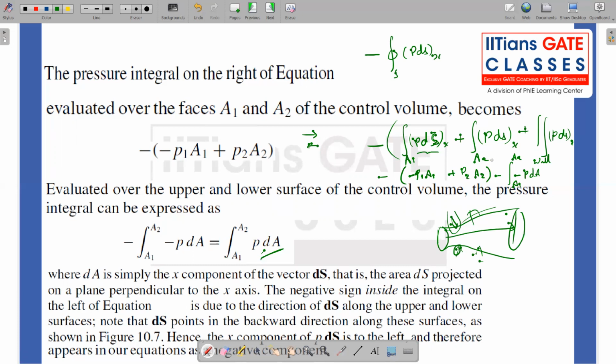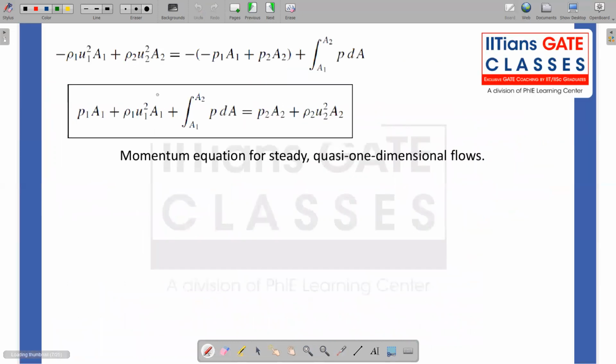Okay. So my momentum equation somewhat looks like this now. Rho 1 u1 square A1, rho 2 u2 square A2 on the left-hand side. Right-hand side, negative of negative p1 A1 plus p2 A2 plus the integral from A1 to A2 of p dA. So now if I take the like terms to one side, it becomes p1 A1 plus rho 1 u1 square A1 plus the integral of p dA is equal to p2 A2 plus rho 2 u2 square times A2. This is the momentum equation for a steady quasi one-dimensional flow.